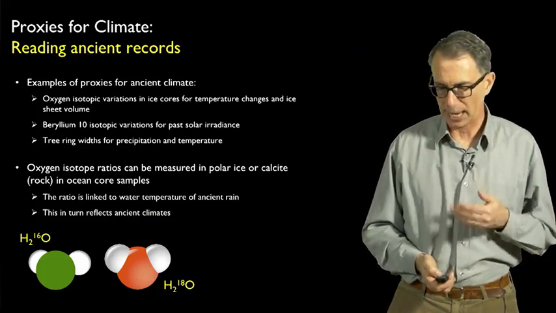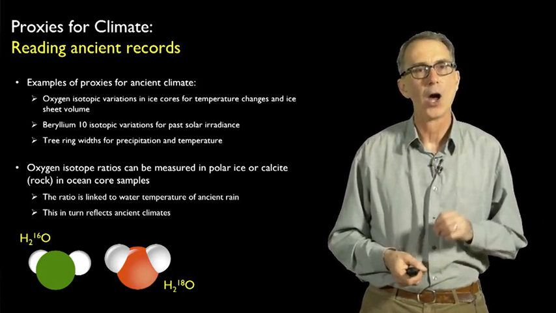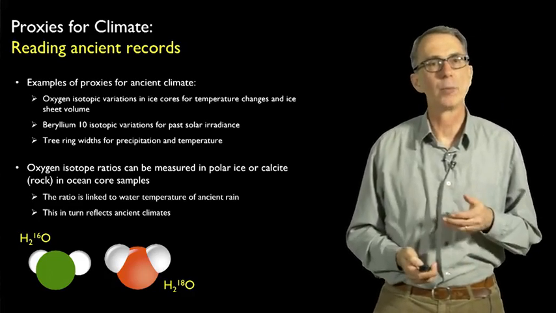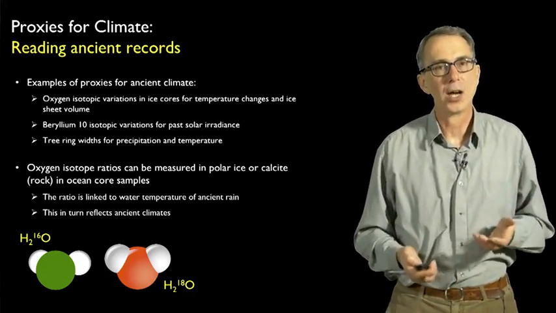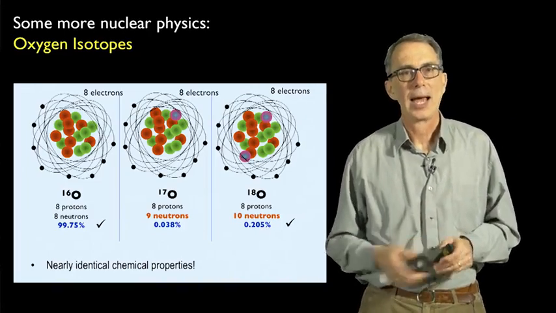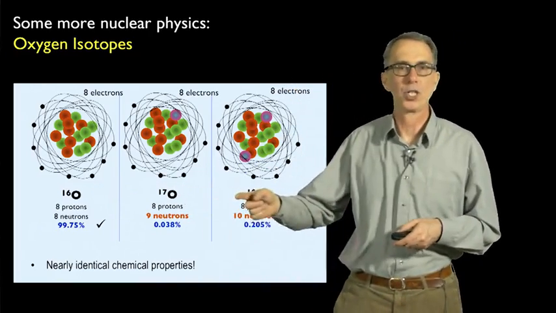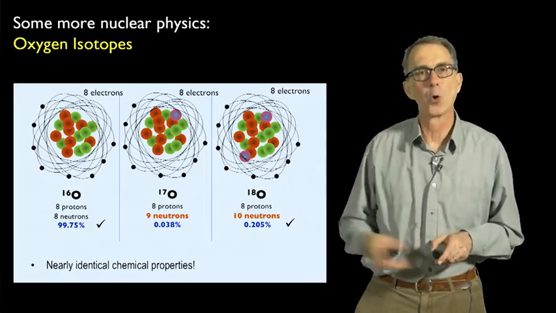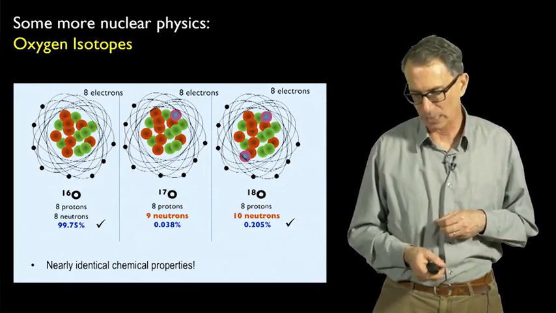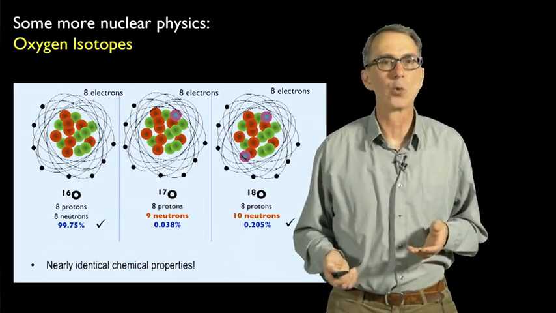So we can use the variations of the oxygen 16 to oxygen 18 ratio in ice caps, when we look at the amount of ice, to determine how old the ice is and what was the temperature of that ice. So, as I said, there are three different versions. Oxygen 16 and oxygen 18 are the ones that we look at. They're much more common. There is an oxygen 17 version, but that is extremely rare, and they have fairly similar, almost identical chemical properties.